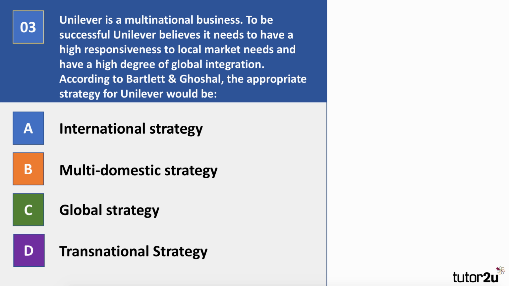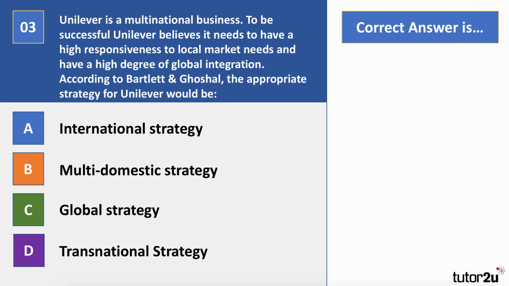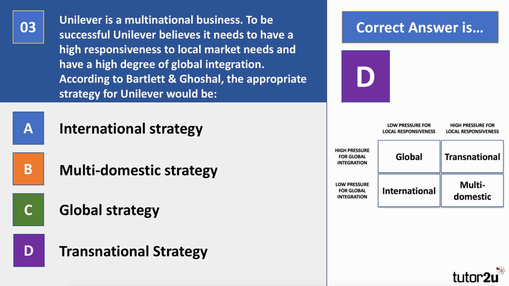Okay, let's have a look. Bartlett and Ghoshal model, one of those classic matrix models that divides the world into 4 different strategies, 4 different approaches. We know 2 or 3 of those. And in the case of Bartlett and Ghoshal here, the answer is D, a transnational strategy.